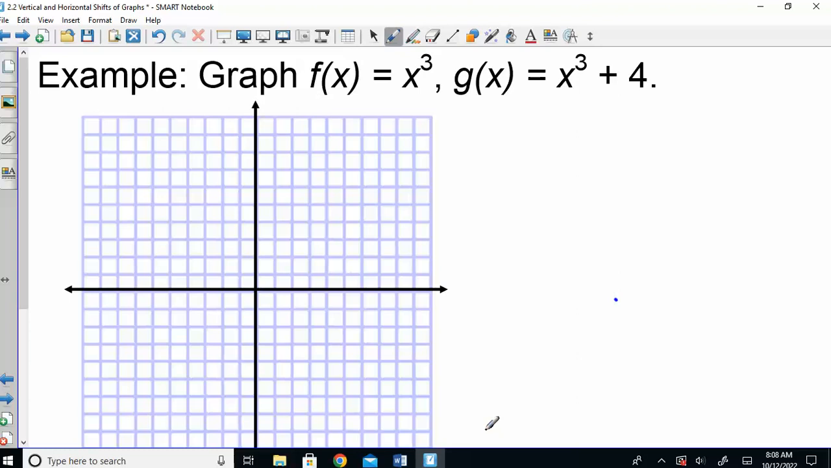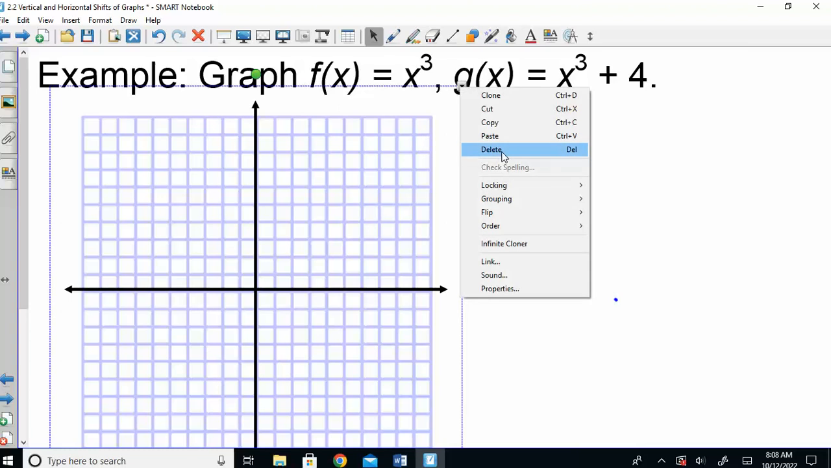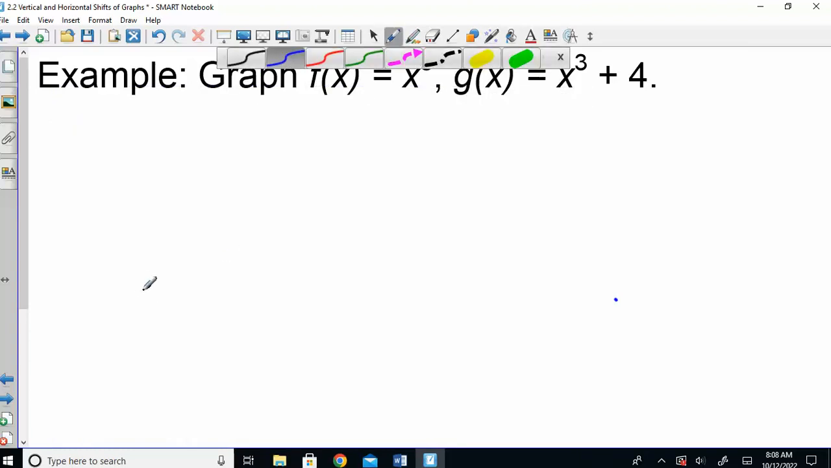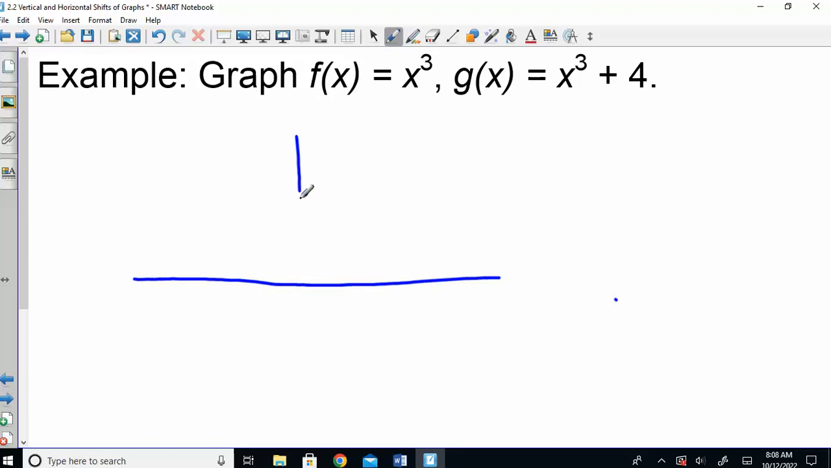So I have given you two functions here. X cubed, that's one that we have been graphing already. And we know a little bit. I know I didn't give you guys graph paper, so I'll delete my graph. We'll do it together. So, we're going to draw ourselves a grid. What does x cubed look like? Chair. Yes. It's like our chair.